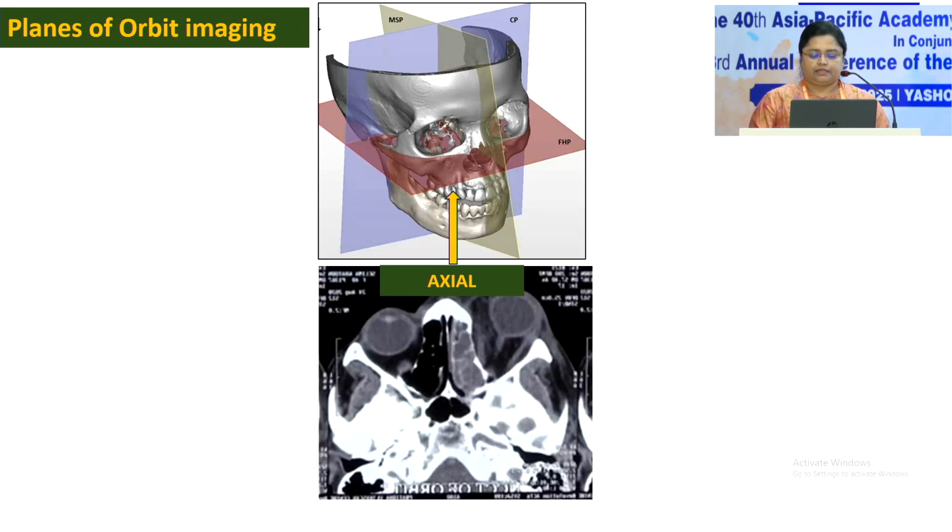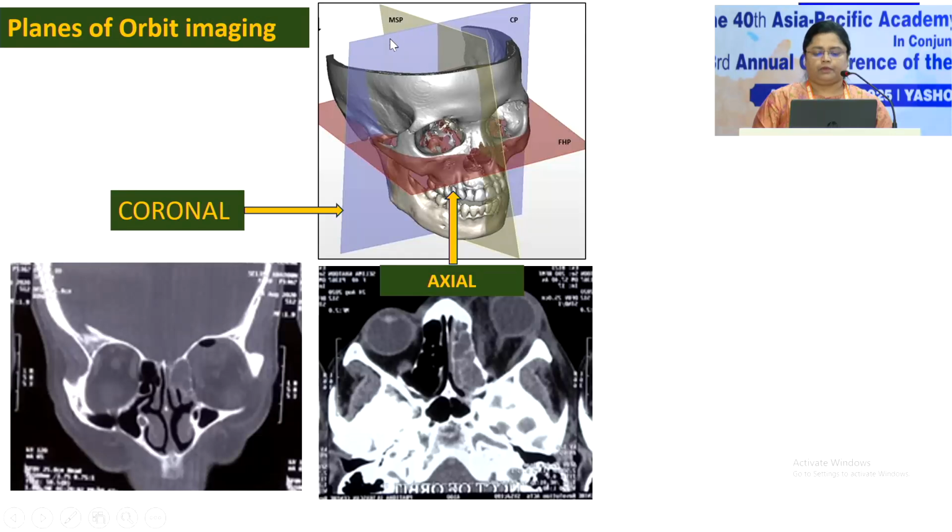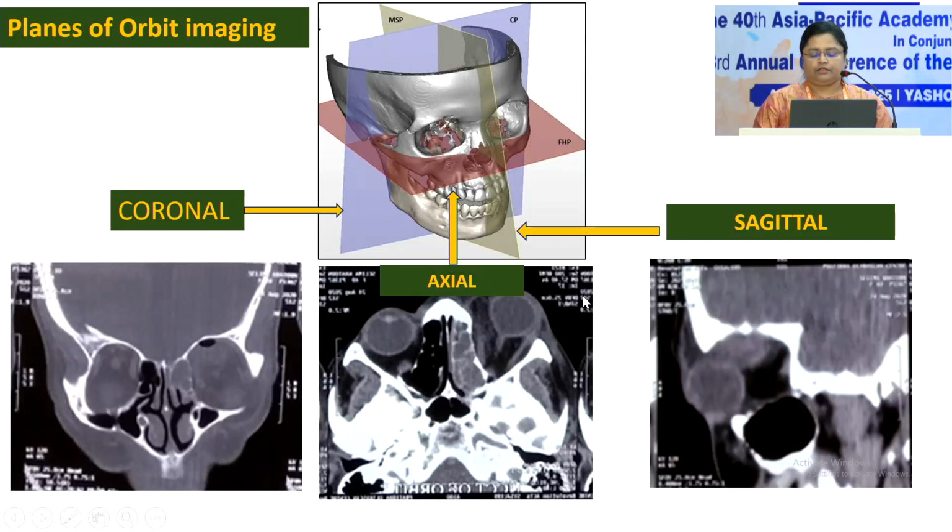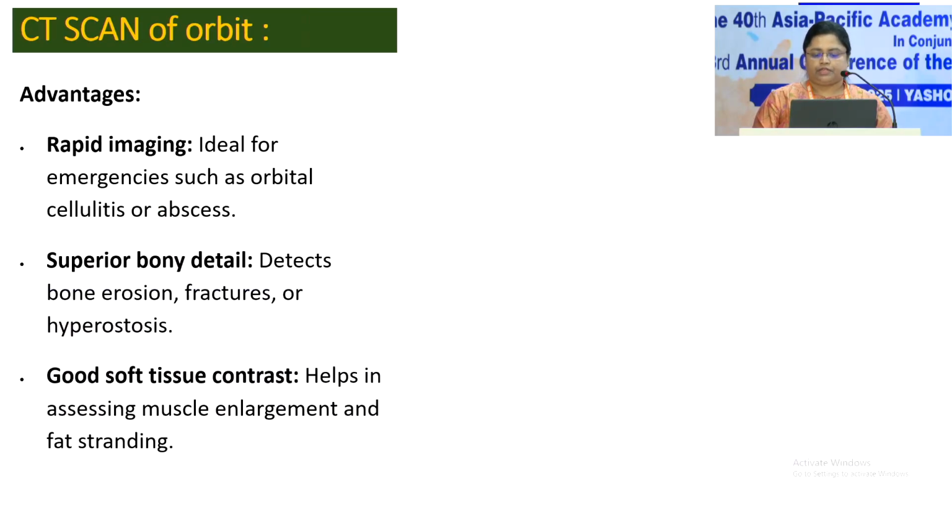We have axial imaging, where the scan is done through the horizontal plane, which is also known as Frankfurt plane, which spreads from the orbital floor to the external auditory meatus. Next comes the coronal cut, which is the vertical plane, which takes the picture of the orbit from front to back. And last is sagittal section. It is also vertical, cutting the tissues in a vertical plane, but from side to side.